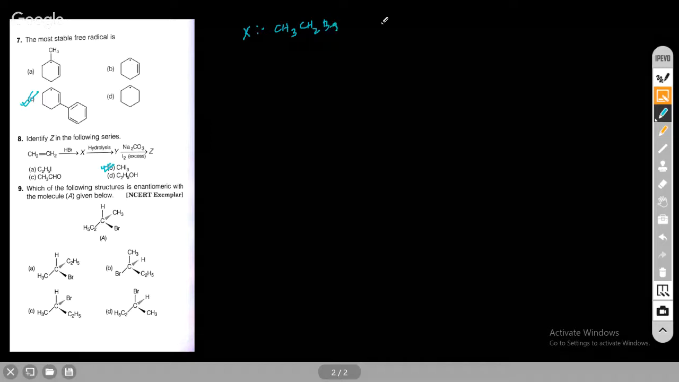Alkyl halide. Now this alkyl halide hydrolysis we are doing, right? H2O. So we'll get Y, and that Y will be what? An alcohol, because HBr will go out. So we'll get CH3, CH2OH. Now when this reacts with Na2CO3 with I2 excess in it, you will get CHI3, which is nothing but iodoform. So this is just the reaction of formation of iodoform. Okay, it's a direct reaction. Option B is correct.